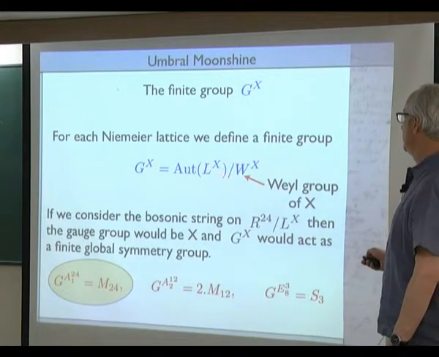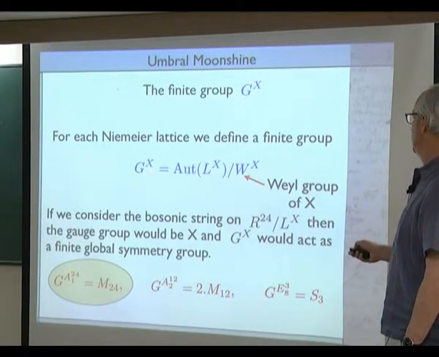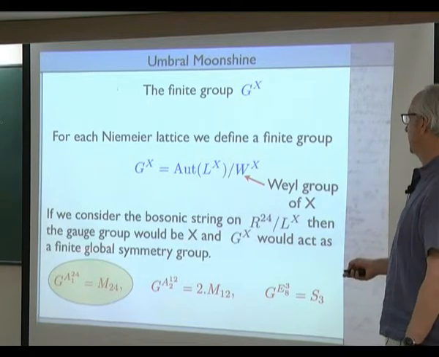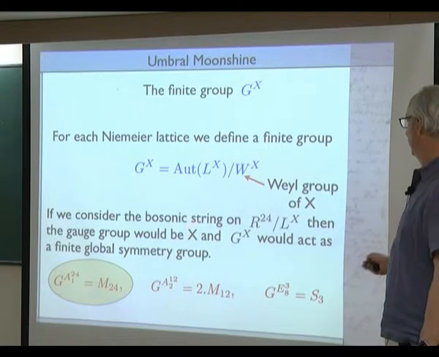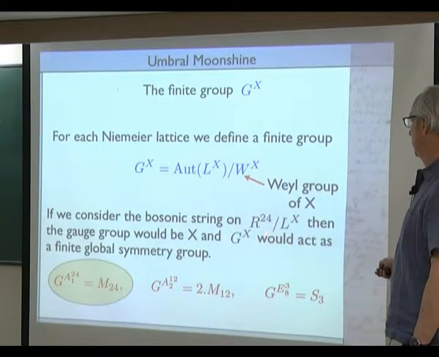And so you get a larger symmetry group with the Weyl group acting as a normal subgroup, and the quotient by that is a group G_X that, if we thought in a string theory context, would act as a finite global symmetry group of string theory compactified on this 24-dimensional torus.